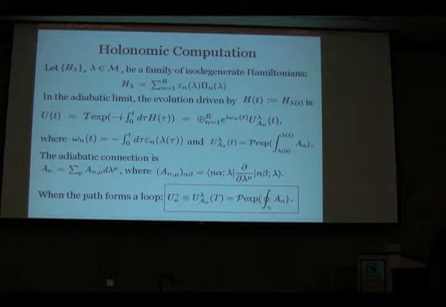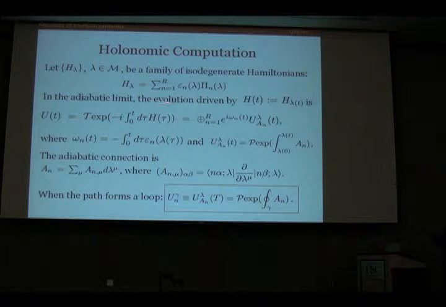Holonomic computation is a purely geometric method of computation, which uses generalizations of the Berry phase. In this method, logical states are encoded in the degenerate eigenspace of a Hamiltonian, and this Hamiltonian is varied adiabatically along a looping parameter space. Since the evolution is adiabatic, the logical states do not leave the subspace, but they effectively undergo a unitary transformation inside, which is of purely geometric nature.